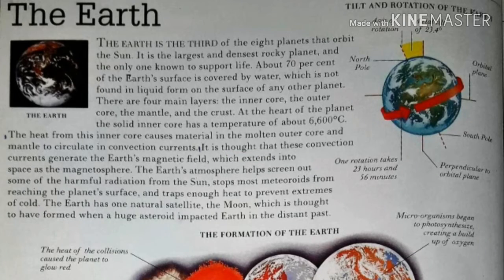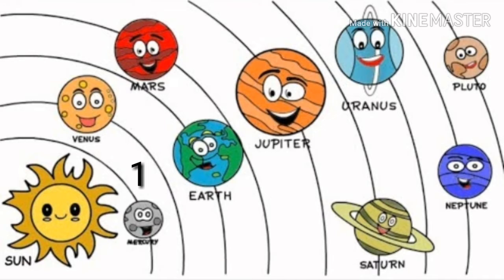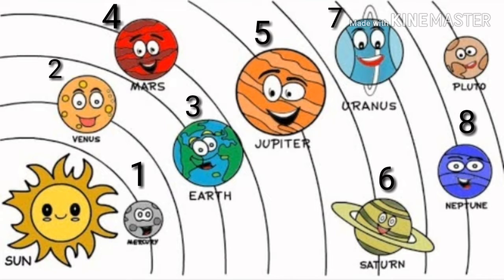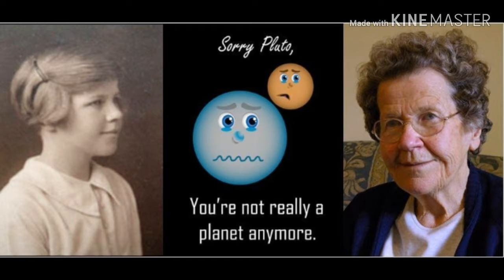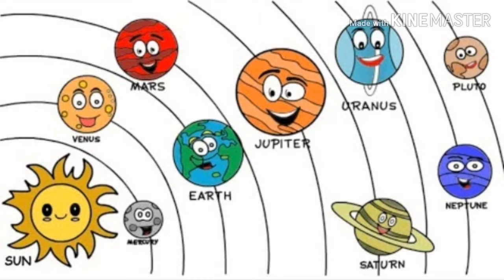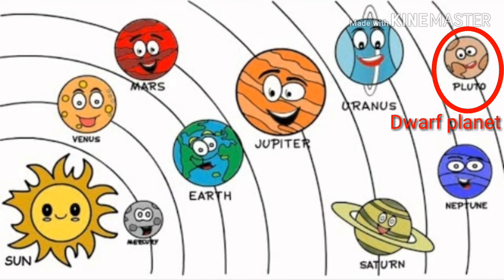We are going to learn about how the earth was formed. Let's begin. The earth is the third of the 8 planets that orbit the sun. Yes friends, I have said 8 planets because Pluto is no longer a planet. It is considered a dwarf planet in the Kuiper belt.